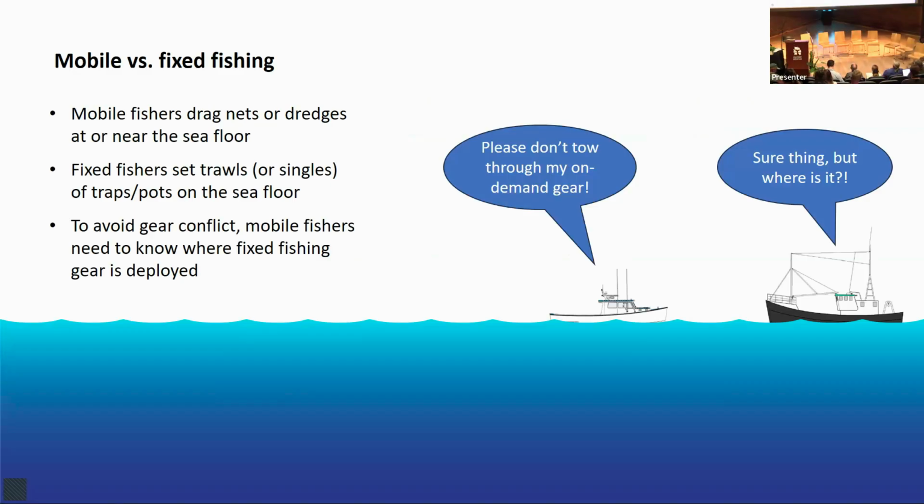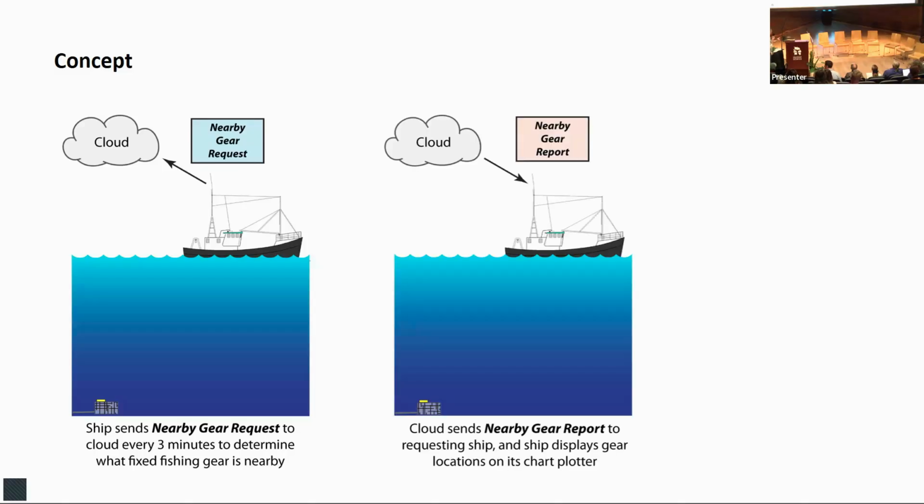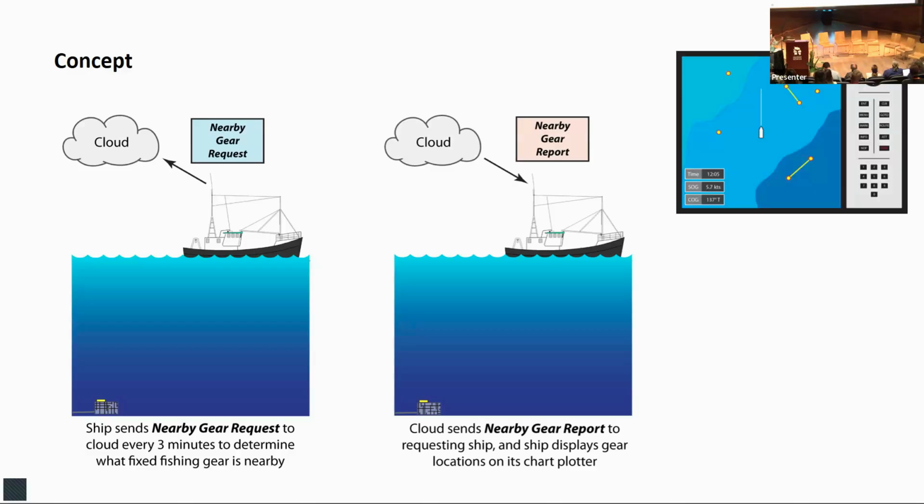So the concept for providing mobile fishers gear locations is really simple. I borrowed some cartoons from the Fontes documents. This is a mobile fishing vessel that wants to know where gear is nearby. So a device in his wheelhouse goes up to the cloud and asks, what gear is nearby? And then the cloud responds with all the positions that are nearby. And then that device feeds the gear locations to the chart plotter. Simple, right? Okay, so we built this.